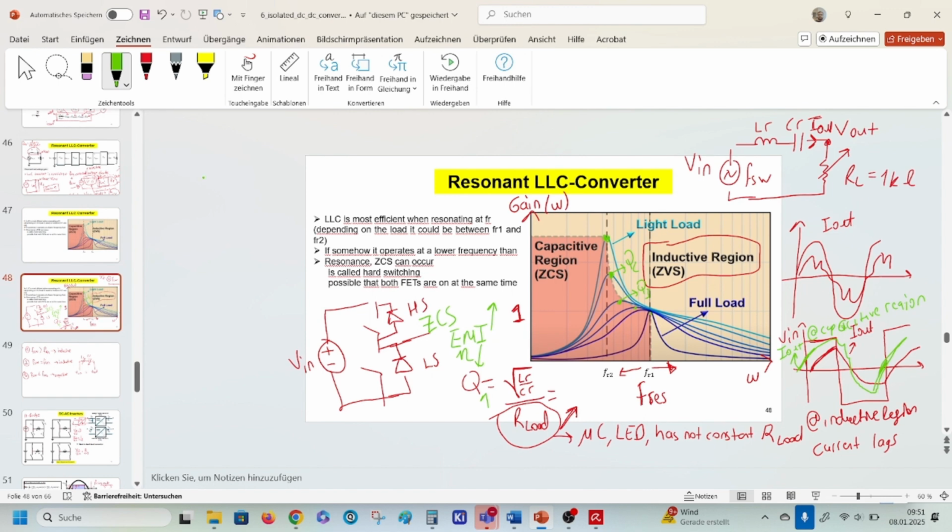And if we combine the maximum points of different quality factors, we can define our curve where our capacitive region or inductive region. This is our border and depends only on our load because these two components are fixed, they are constant.